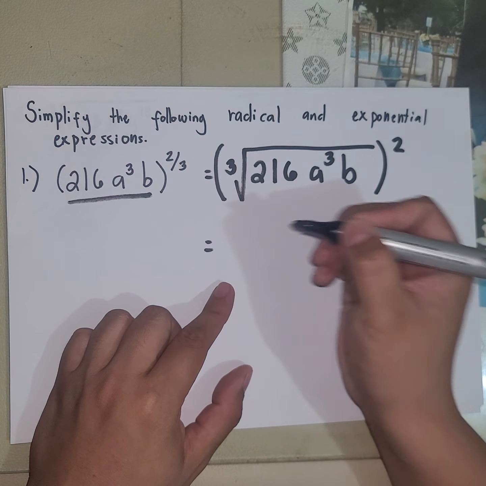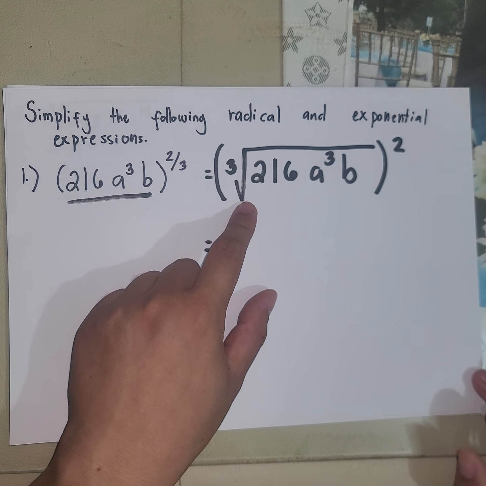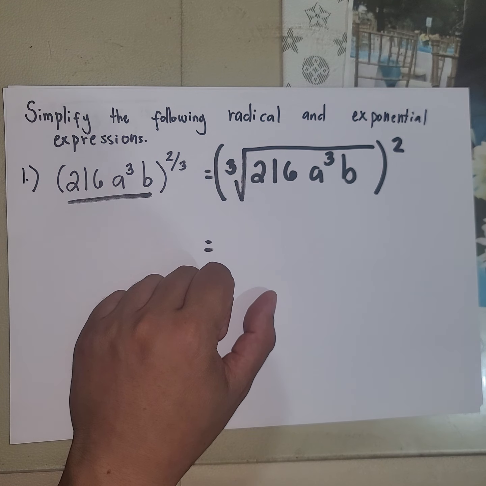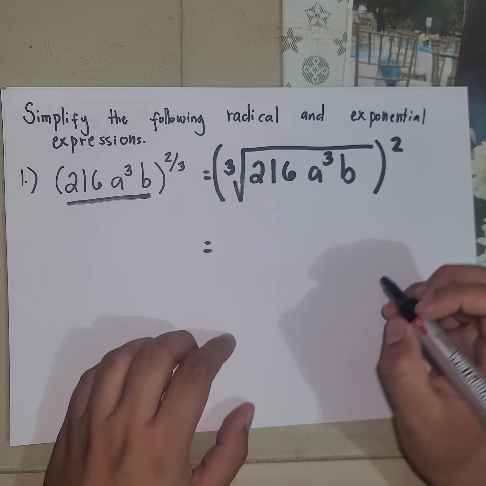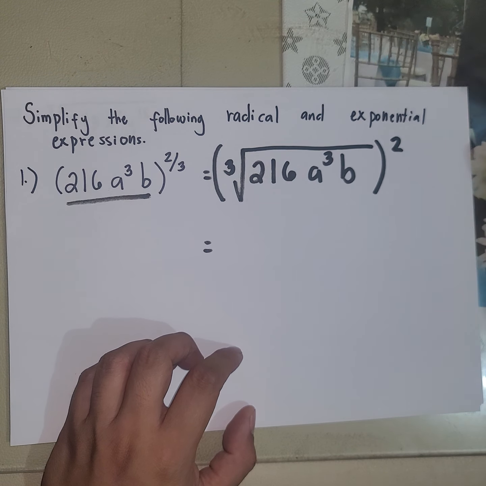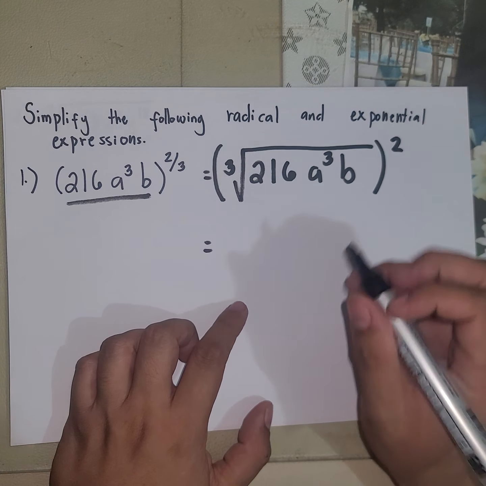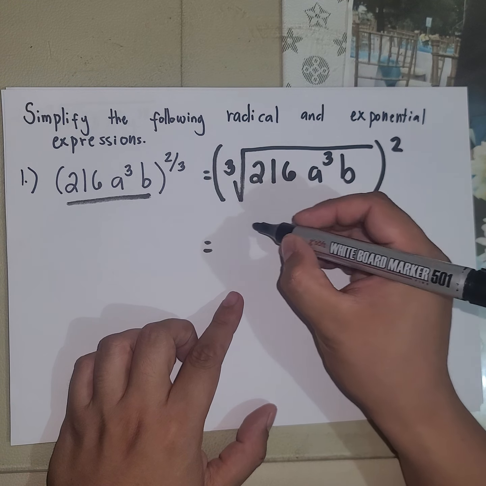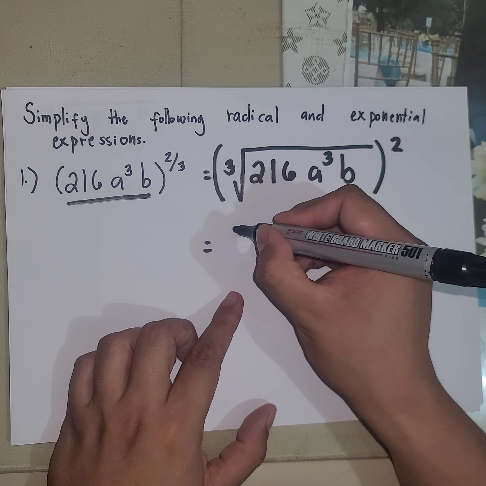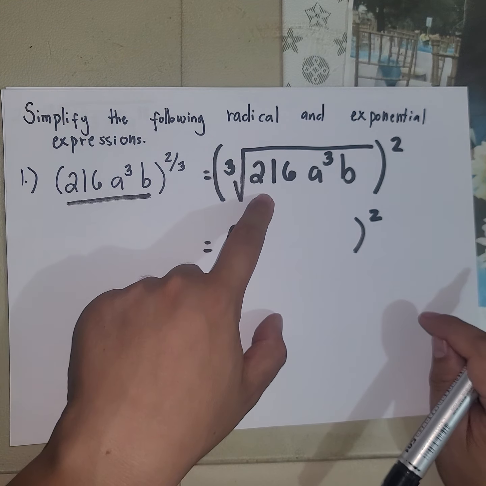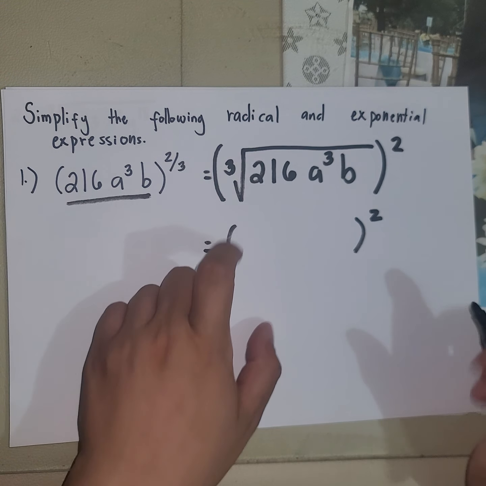And if you use your calculator, cube root of 216, that is 6. Ayun, this is your calculator, 216. Ang cube root ng 216 ay 6. So, copy muna natin yung parenthesis, raised to 2. The cube root of 216, that is 6.